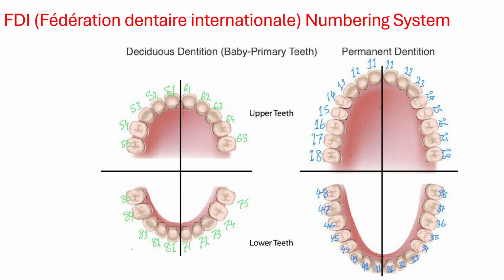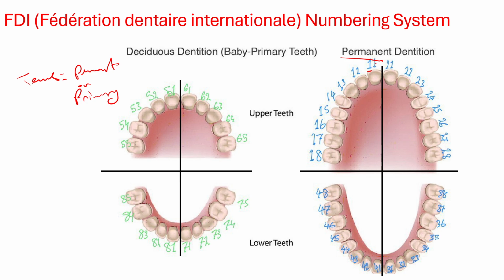All right. For the FDI numbering system, it uses two digits this time: the tens and the ones. The tens digit denotes the type of dentition, whether it's permanent or primary. So here you have 1, 2, 3, 4, which denotes that the dentition is permanent. For the deciduous dentition, the numbers 5, 6, 7, 8 denote that it's primary.